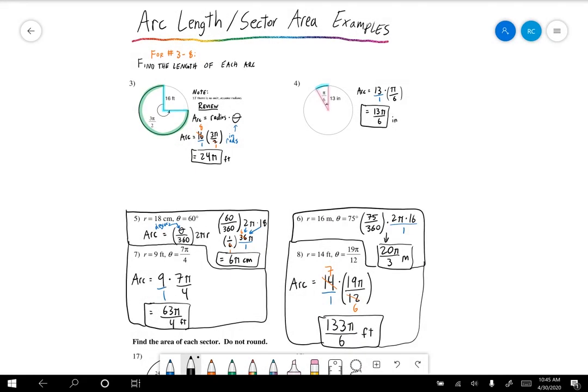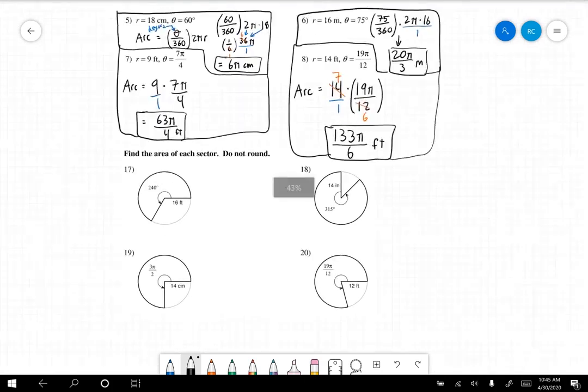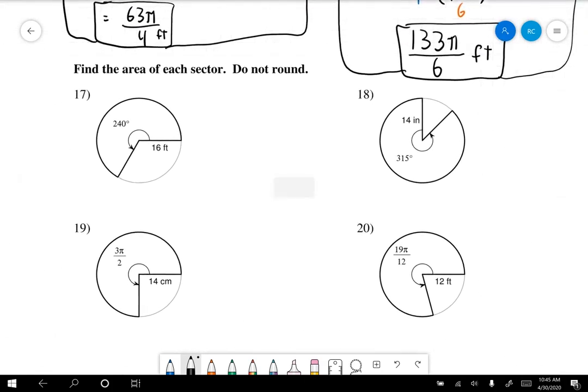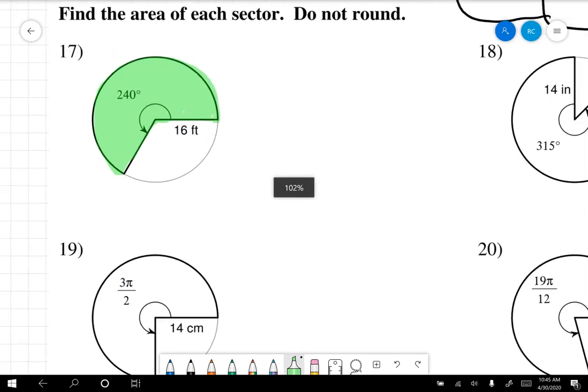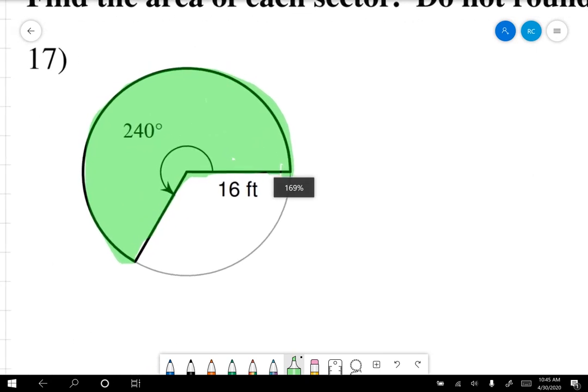Okay, here we go again. Where we last left off, we had done 6 problems on arc length using both degrees and radians, and now we're going to do the same thing for sector area. So we're no longer looking just for the arc length. We are now looking for the area of the whole sector. So let's look at this number 17 here.